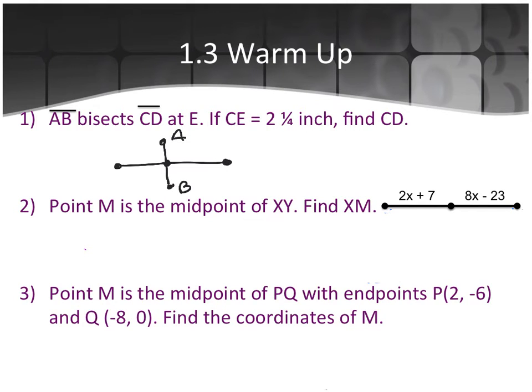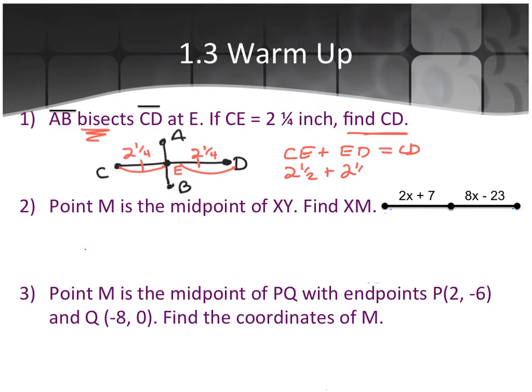So AB is bisecting CD. Because I see that something's been bisected, and I know my picture is a little off, but as soon as I see the word bisect, this tells me that from C to E is going to be congruent to E to D. So if CE has a length of 2 1/4, then that tells me that ED is also 2 1/4. So to find the length of CD, all I have to do is add CE plus ED, and that will give me CD. So 2 1/4 plus 2 1/4 gives me 4 2/4.